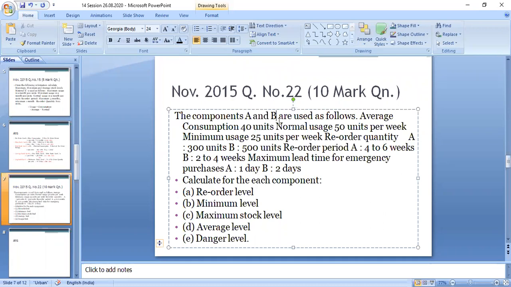The components A and B are used as follows. Average consumption 40 units, normal usage 50 units per week, and minimum usage 25 units per week. Reorder quantity for A is 300 units, for B 500 units. The reorder period is given as 4 to 6 weeks for material A and 2 to 4 weeks for B. The maximum lead time for emergency for A and B is given. In this case two components are given; how to calculate these things, we will discuss in the next class.